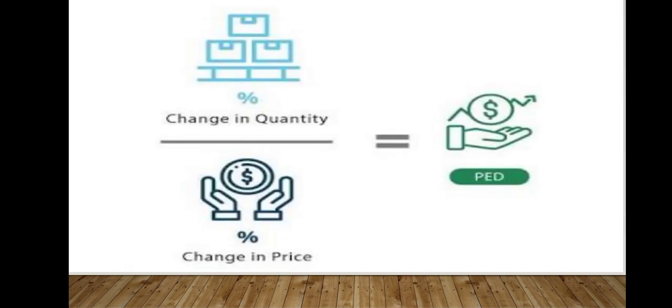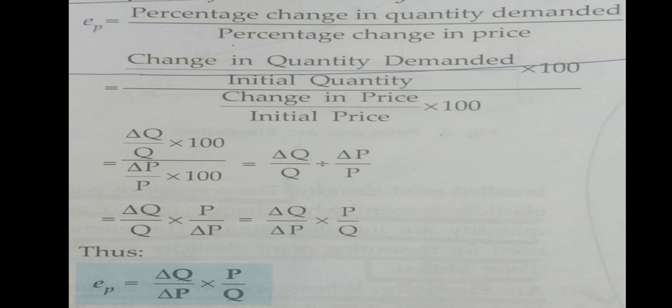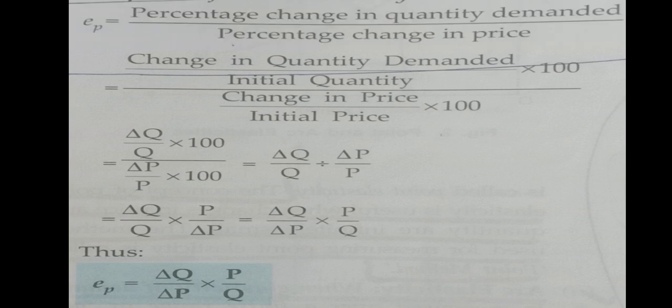The formula is percentage change in quantity demanded upon percentage change in price, which can further be written as change in quantity demanded upon initial quantity multiplied by 100. We are multiplying by 100 because we are taking it as a percentage. The second one is change in price upon initial price into 100, again 100 because we are taking percentage.